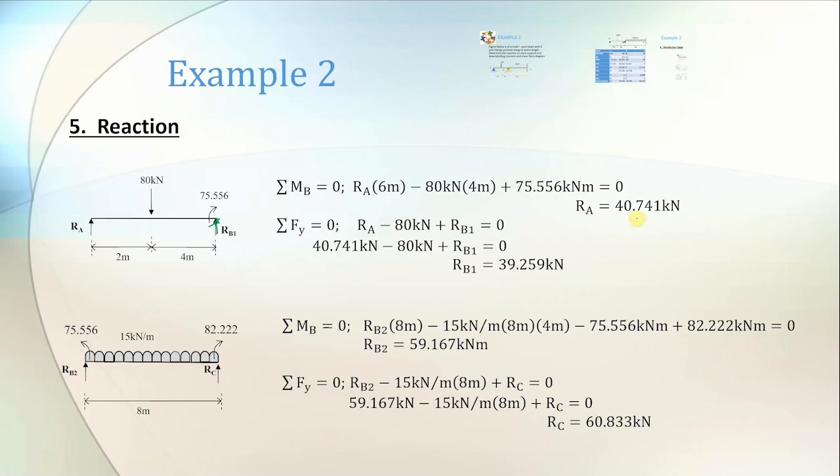Therefore, when I solve this, I get 40.741 for RA. And then I can solve for RB1. Okay, I just use a simple force equation. Whatever clockwise, it is positive. And for Fy, whatever going up, it is positive. We have RA going up, so positive, minus 80 kilonewton because it is going downwards. And I have RB1 here that I'm trying to find the value. Okay, you just isi lah value of RA, then you will get RB1 value.